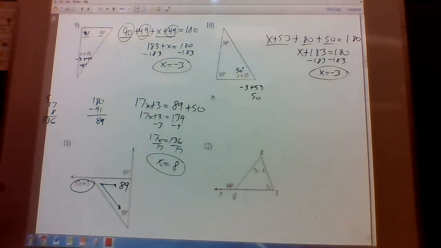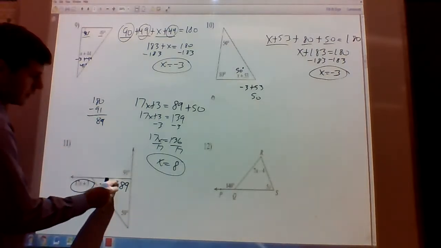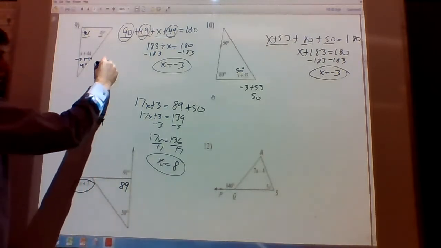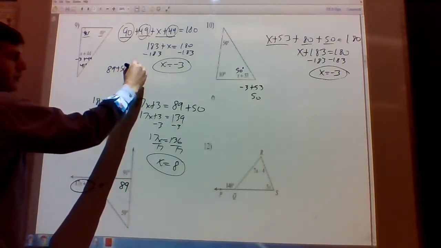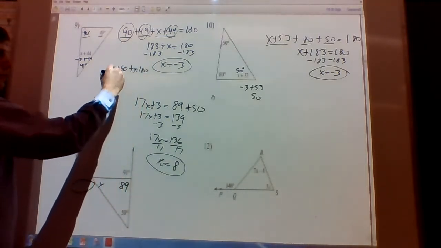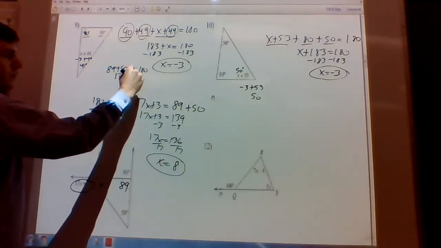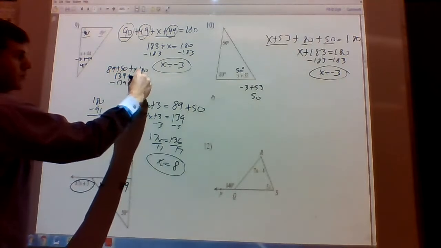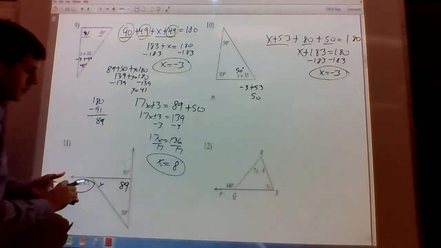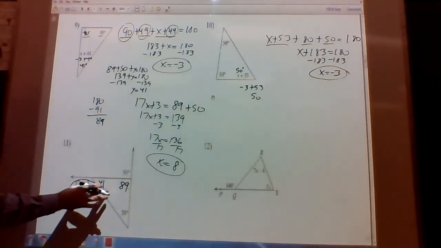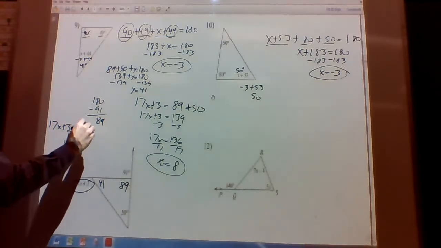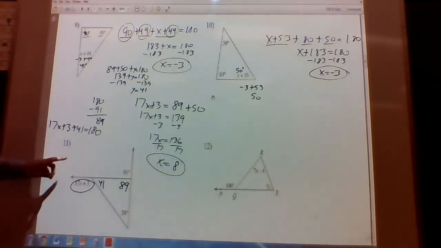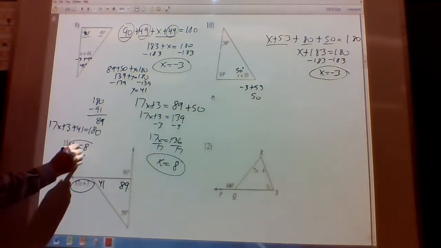The other way we could have done this is we could have found the missing angle here. We know that the three angles of the triangle add up to 180. So 89 plus 50 plus y, if we call this y, would equal 180. Then we have 139 plus y is 180. Minus 139 from both sides, y would be 41. Then we know these two would be a linear pair, so 17x plus 3 plus 41 would equal 180 degrees. Again, we would still get x equals 8 if we solve that equation.